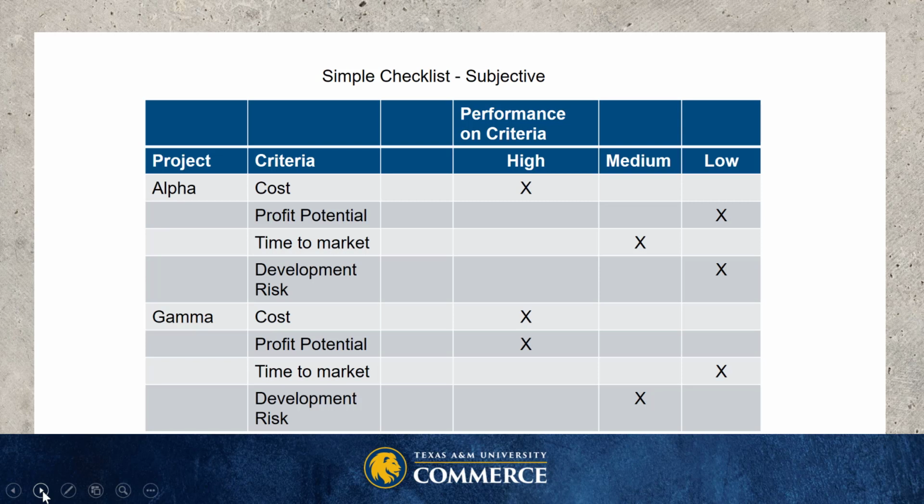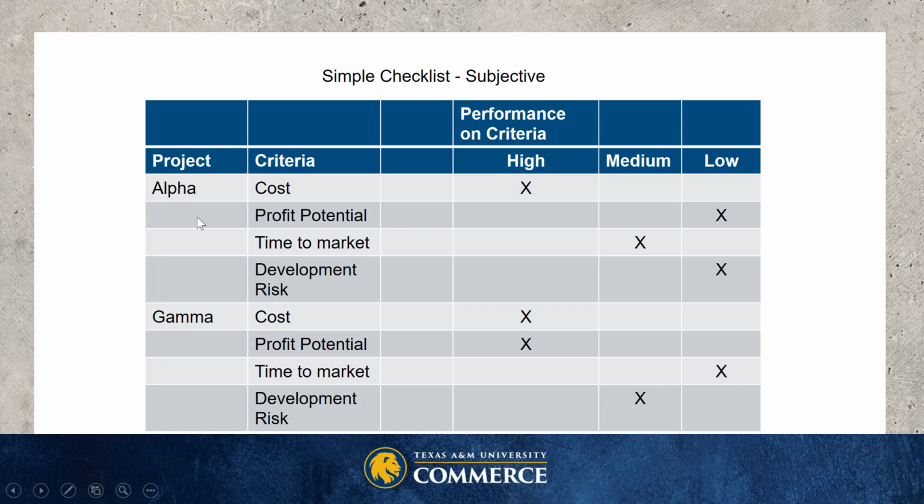So, a simple checklist model is just a list of criteria that pertain to the choice of projects, then applying them to different possible projects. In this example, I've taken two projects from the table in your text on page 84, where we want to maximize key criteria of cost, profit potential, time to market, and development risk.